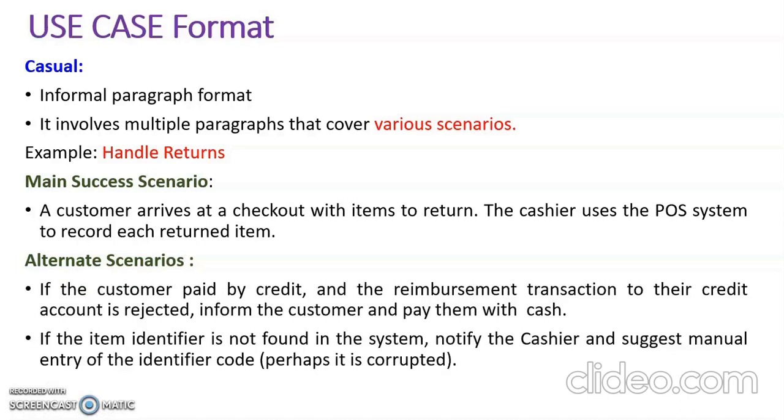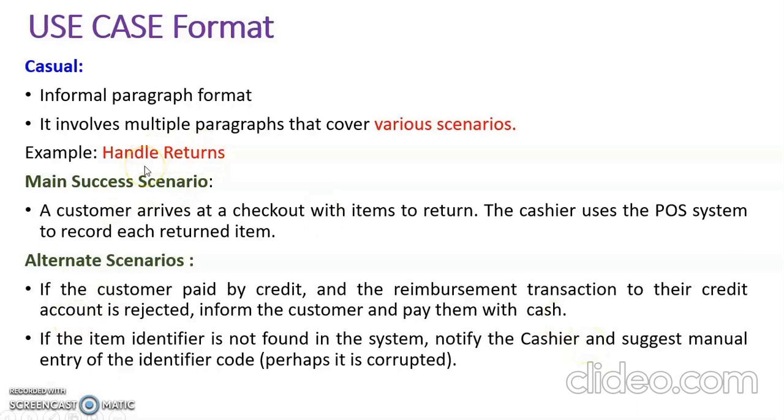The alternate scenario is if the customer paid by credit. That means the alternate scenario, or extension. Alternate scenario is also called an extension. If the customer paid by credit, then the reimbursement transaction through their credit is not possible. So we have to inform the customer and we need to pay the refund amount with only cash.